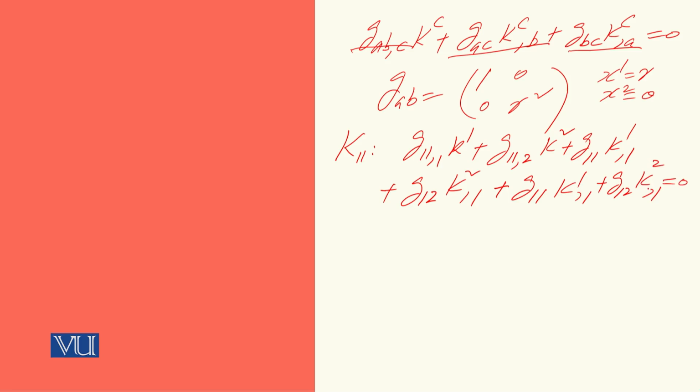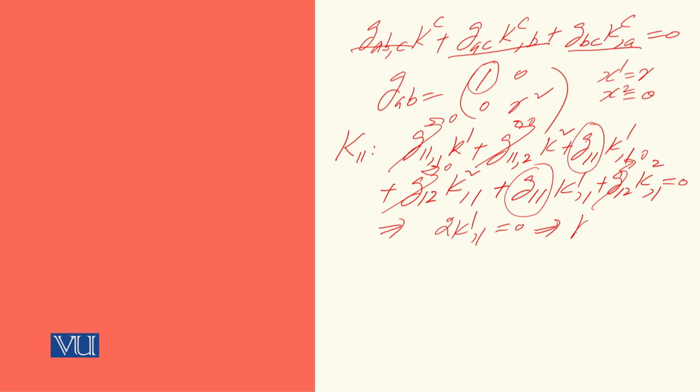This is the first equation, and you can see from here, since G11 is constant, its derivative will be 0. Also G12 is 0, and here G12 is 0, and the rest you can see that it is 1, and you can add these. So from here you can see we have 2k1 comma 1 equal to 0, or you can say k1 comma 1 is equal to 0. So this is number 1. This is the first Killing equation.